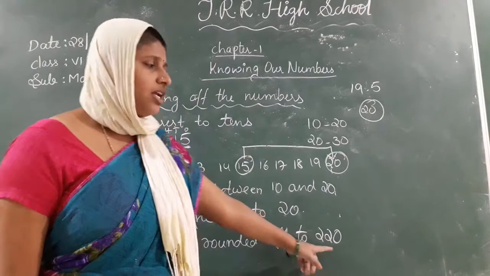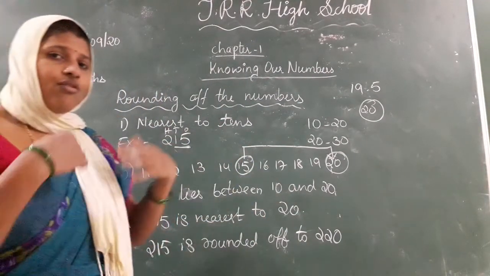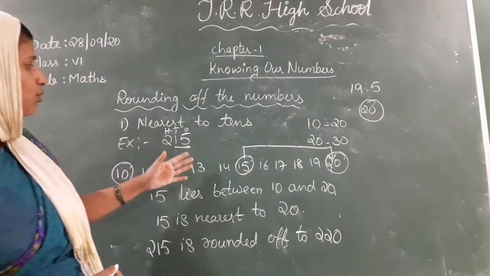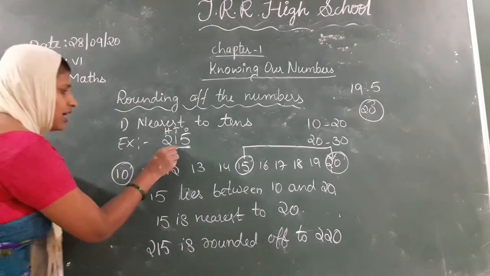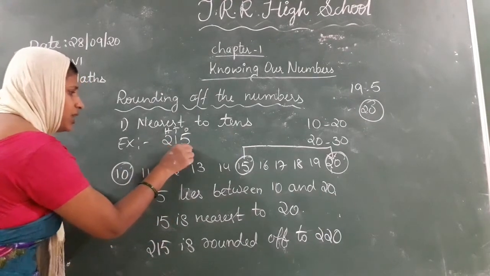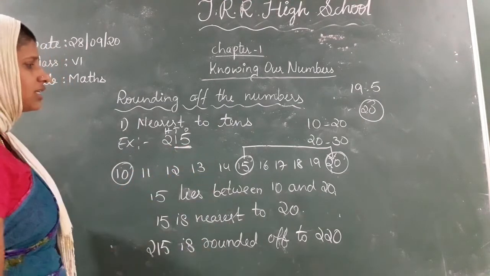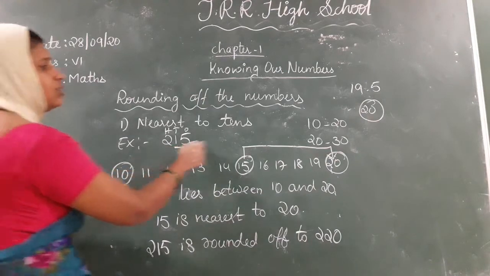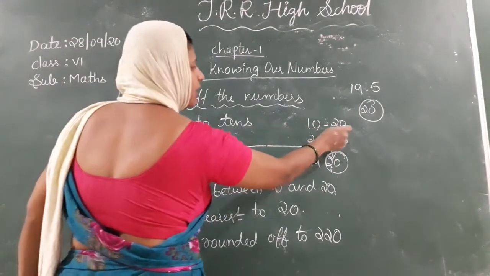Is it clear, children? Again I am explaining, when a 3-digit number or a 4-digit number is given, how to round it off nearest to tens. It means always you have to consider up to tens only. Maybe the number of digits may be more, but you have to take only the tens place. Now the tens place is 15. Now where this 15 lies, you have to check. So the 15 lies in between 10 and 20.